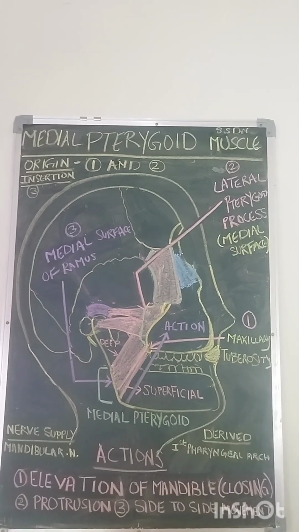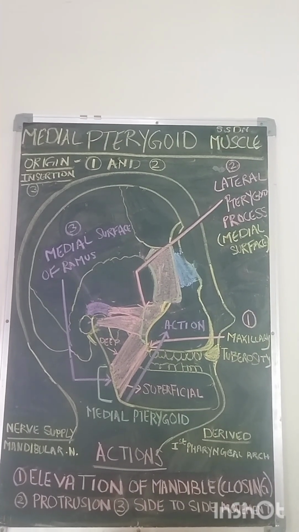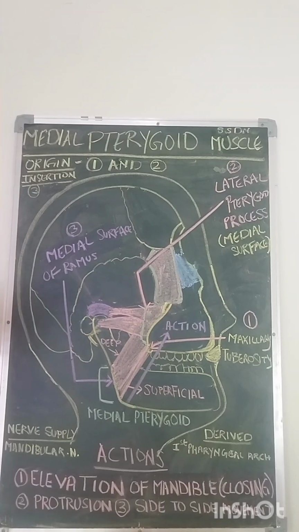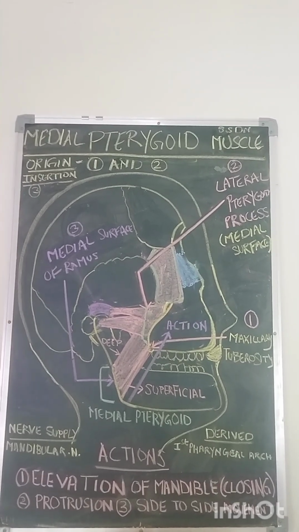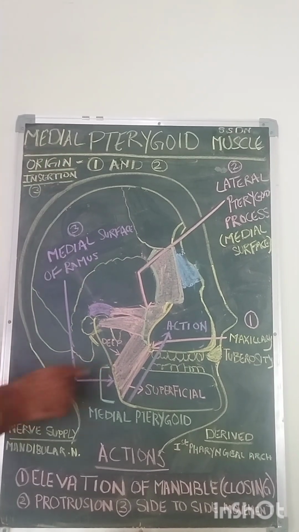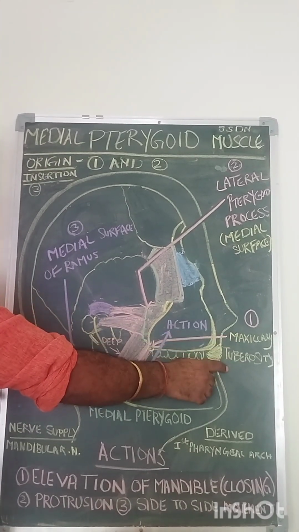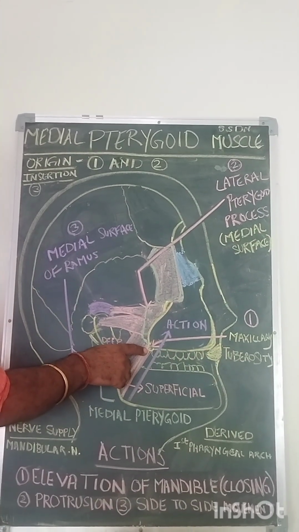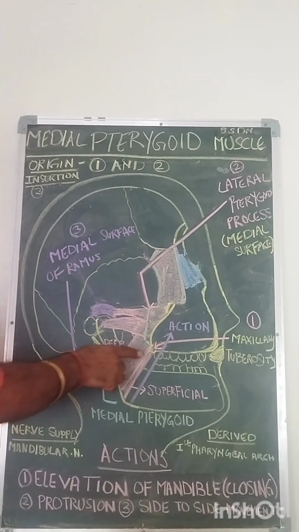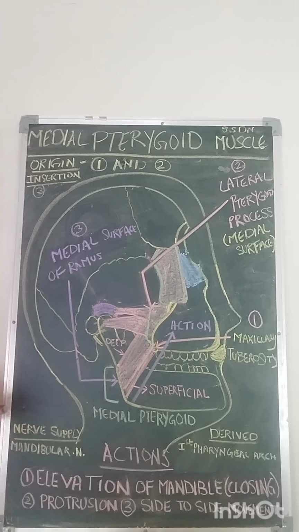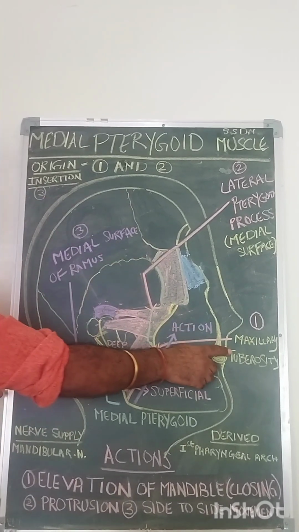Medial pterygoid muscle. As the name goes, medial pterygoid or mesial pterygoid, this muscle lies mesial or medial to lateral pterygoid muscle. Origin of this muscle is from 1 and 2. The first is maxillary tuberosity, which is the raised projection at the end of the maxillary bone, which we see distal to the socket of the last tooth. So the first is from maxillary tuberosity.